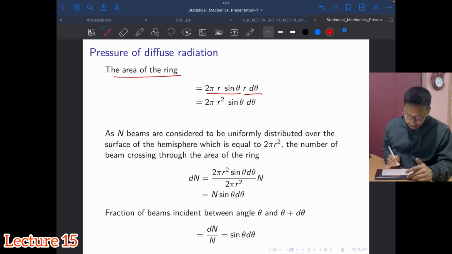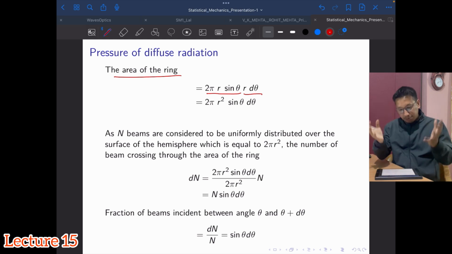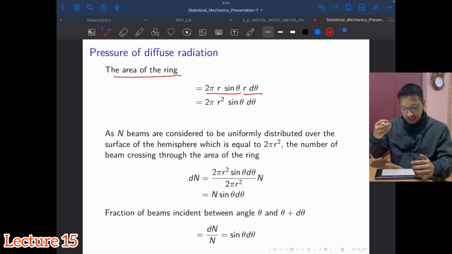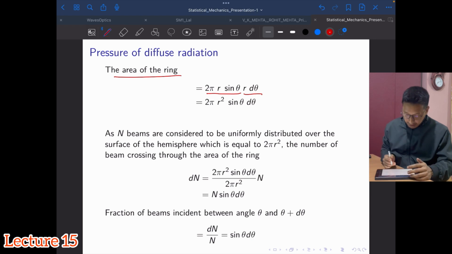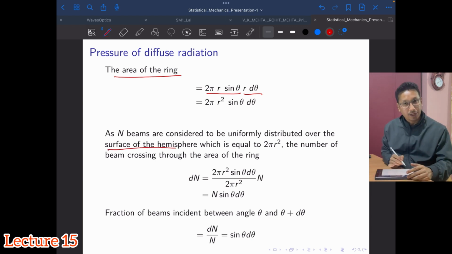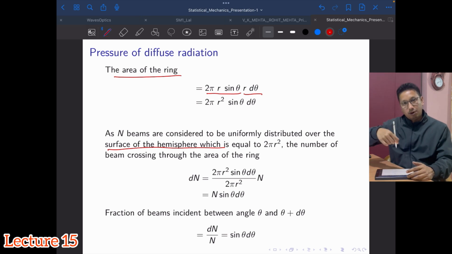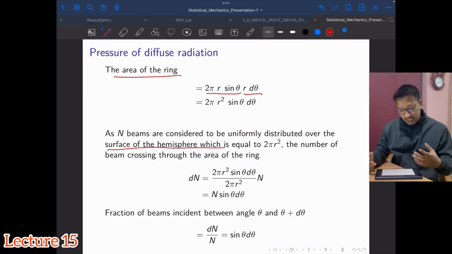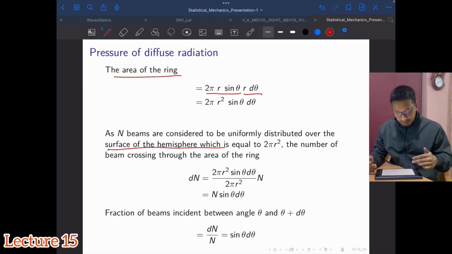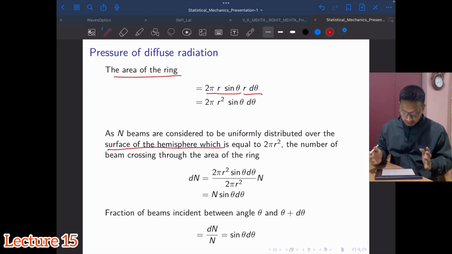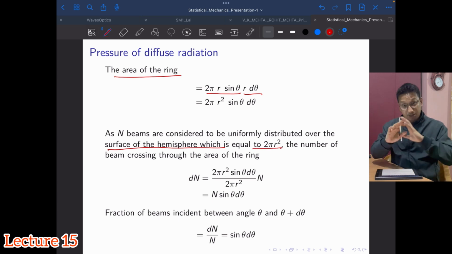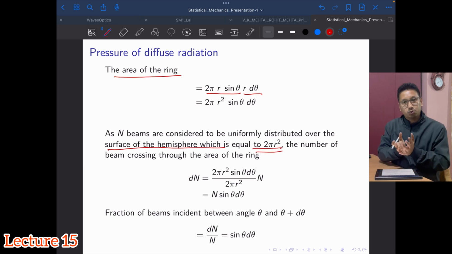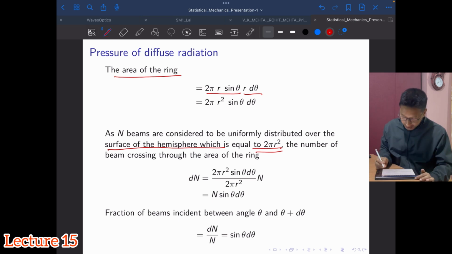Now consider, let's say, n beams continuously and uniformly distributed over the surface of the hemisphere. What I am trying to say is that the number of beams are uniformly distributed all over the hemisphere, and the area of the hemisphere, we know, since the surface of the sphere is 4 pi R square, half of that will be 2 pi R square.